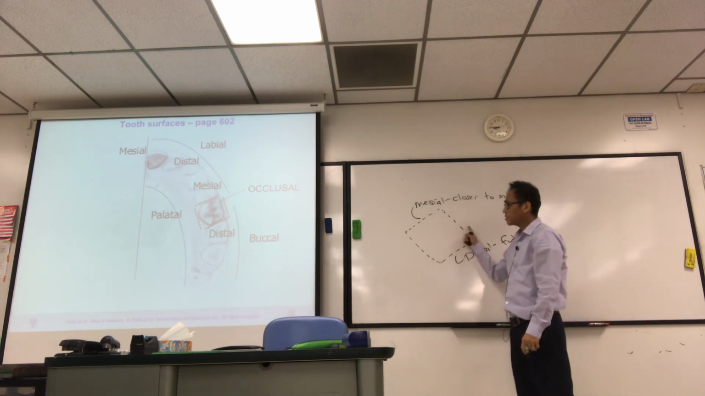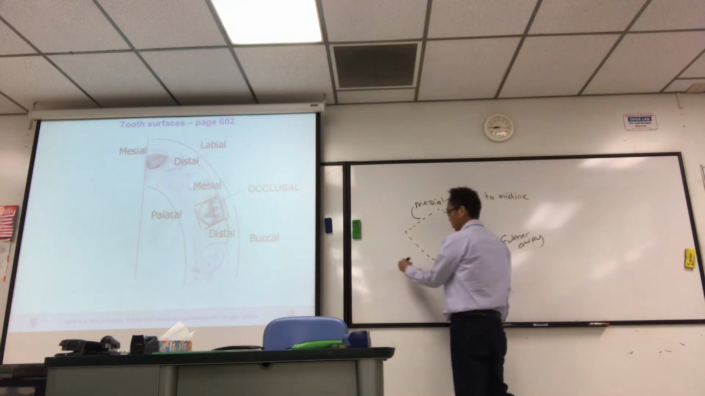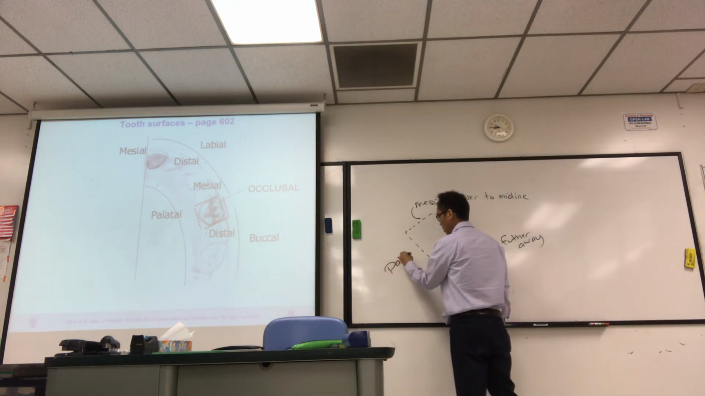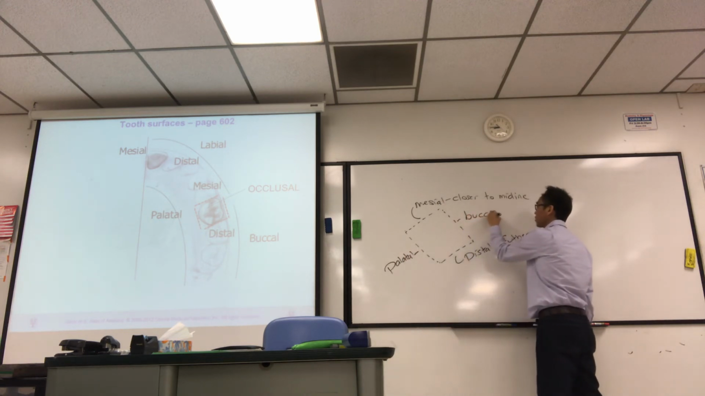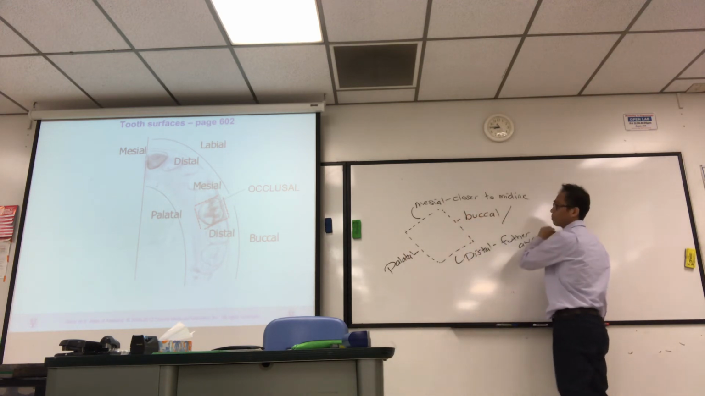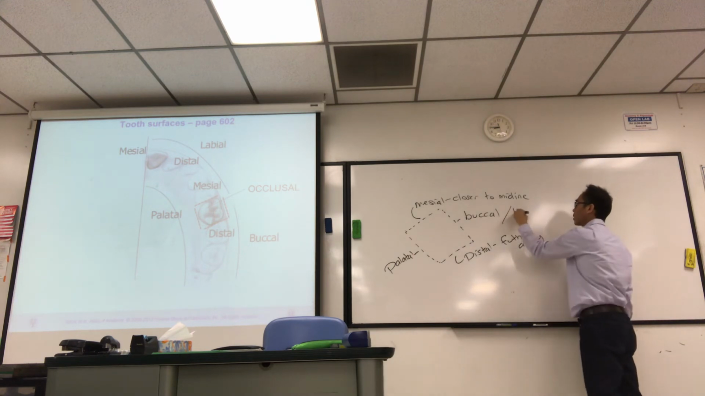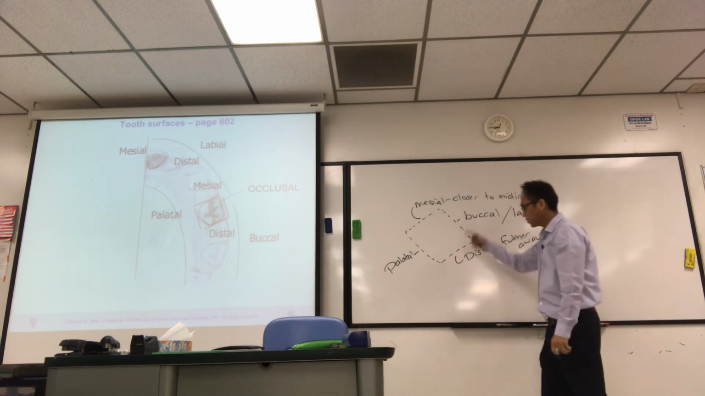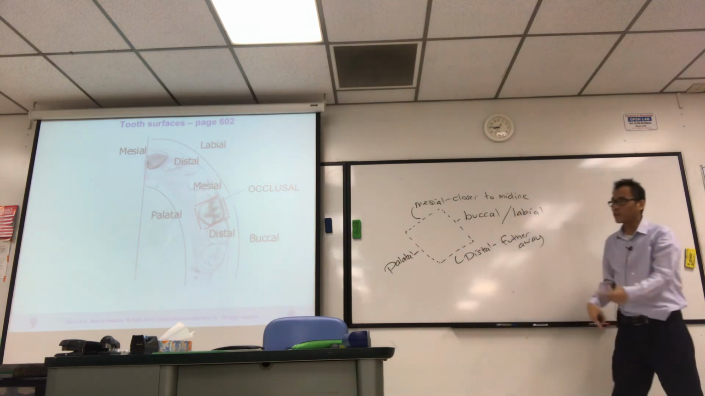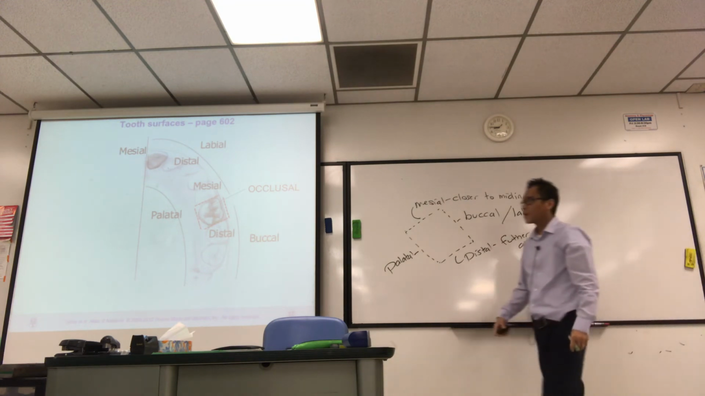The other sides either face the palate or face the lip and gums, so it's either going to be buccal or labial, depending on where you are. But mesial and distal, those are the contact surfaces, that's where you floss, in between your teeth.